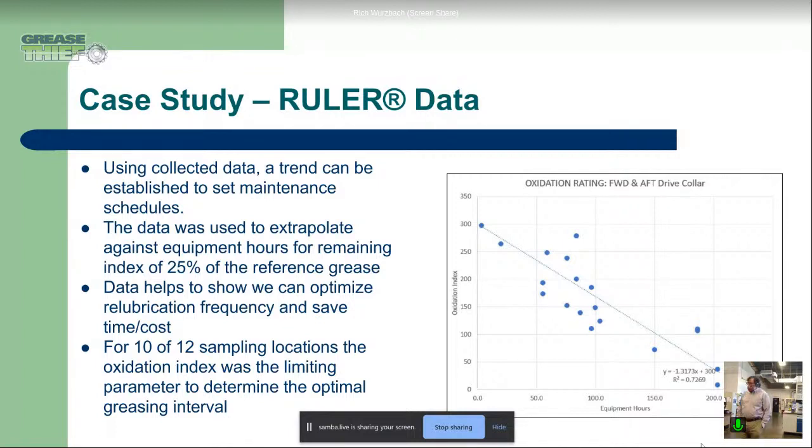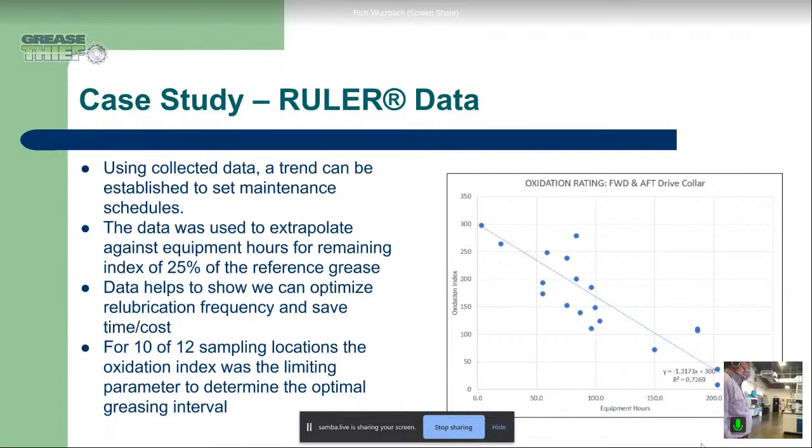So that tells us that we have minimal remaining protection, and we would want to replenish that, let's say, if it were oil in a turbine or something like that. Here we took that 25% of 300 and said, okay, 75 as our oxidation index is our cutoff. So we look for the value that corresponded to that. And you can see in this graph, it's about 170 flight hours. We found that the equipment was being in the field for closer to 200 flight hours on average.